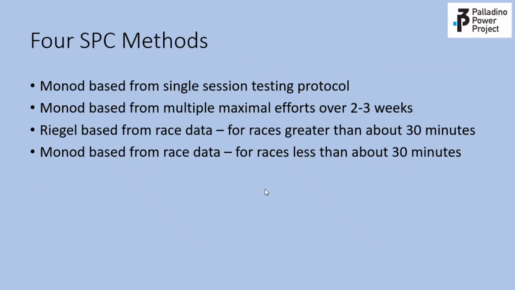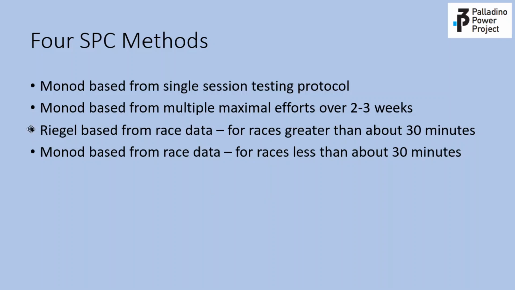These are the four that we have, and the first two are based on the Monad model, and they use test data. The classic CP test, like a 3-10 test, or a multi-day protocol, say over a 1 or 2 week period where you're testing multiple different durations, the second calculator works for that.